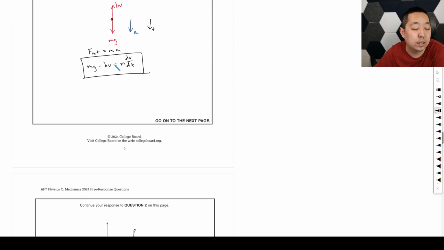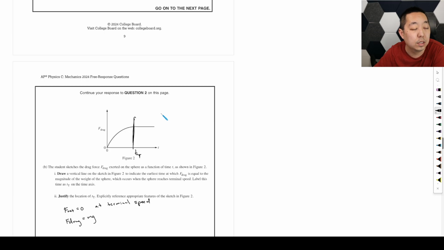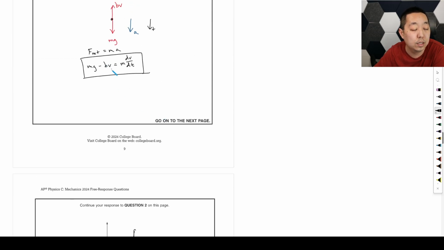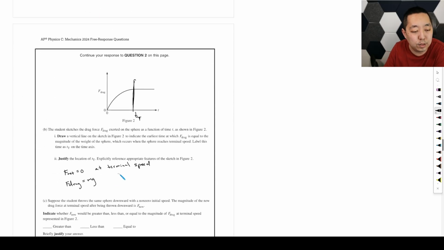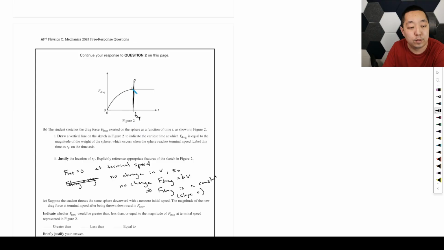So the F drag is equal to bv. When we reach terminal velocity, the F drag isn't changing anymore. Well, okay, so I guess at terminal speed, there's no change in velocity, because the v is constant at terminal velocity. So once it gets there, there's no change in the F drag because F drag equals bv, which means that's where F drag is a constant. Or slope 0, right? The drag force is not increasing anymore. You're not going any faster at that point.